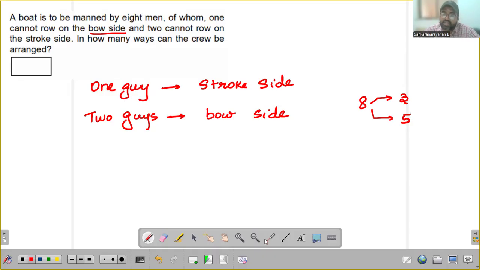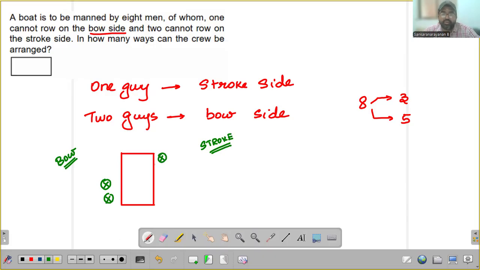So here we go. The explanation is as follows. I'm just considering that this is the boat here. Perspectives can be slightly different, but let me say that this is the bow side, and I will use a different color here for your understanding. This is the bow side, and please be aware that this is the stroke side. So you can see that 2 people want to be in the bow side. So I'm just fixing them here. And one guy needs to be in the stroke side. Green color. So that's what it is.